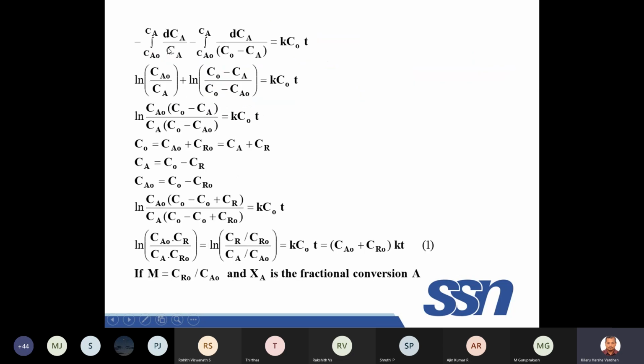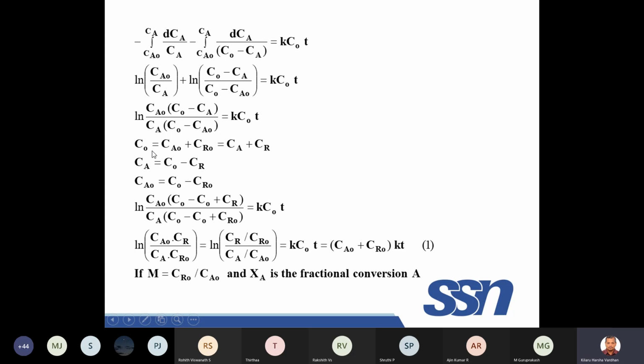If you do that, you are left with the integral from Ca0 to Ca of dCa by Ca. The partial fractions are just 1, 1: A is 1 and B is 1. So you find the integral and substitute the limits. C0 is constant, so there is no need of doing any integral for that; you are doing it only with Ca. Substituting the limits, we get K C0 t, a log A plus log B, so you can multiply and then put it.